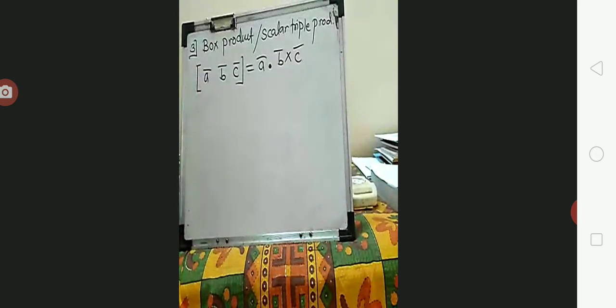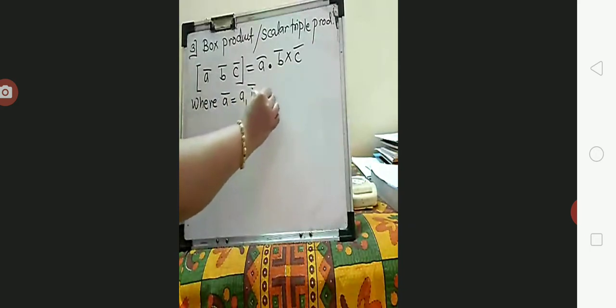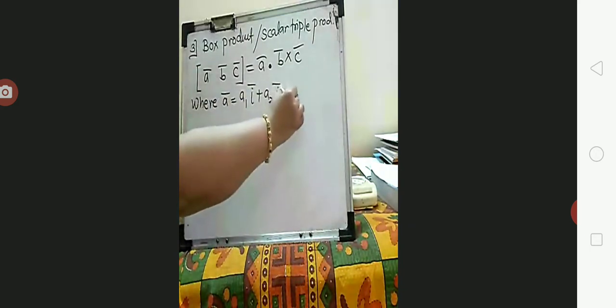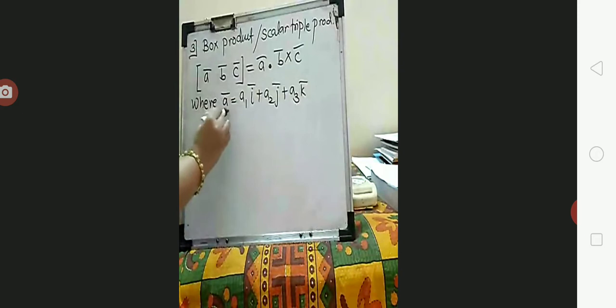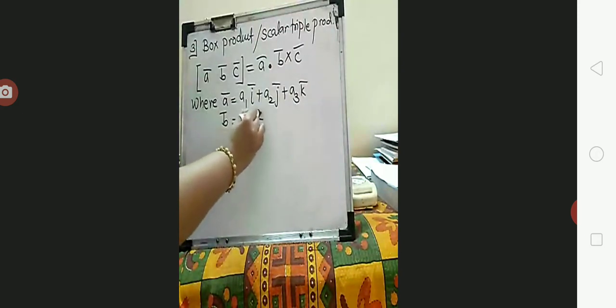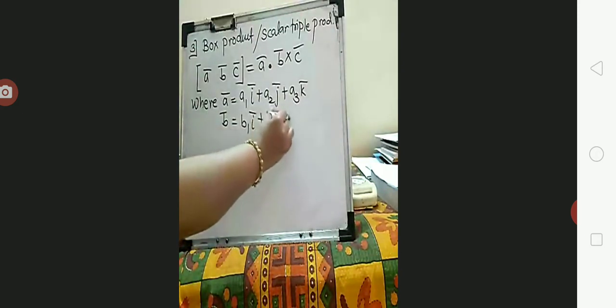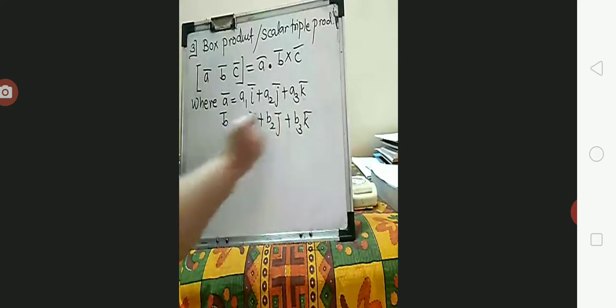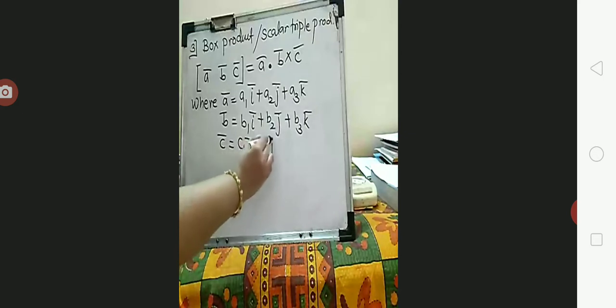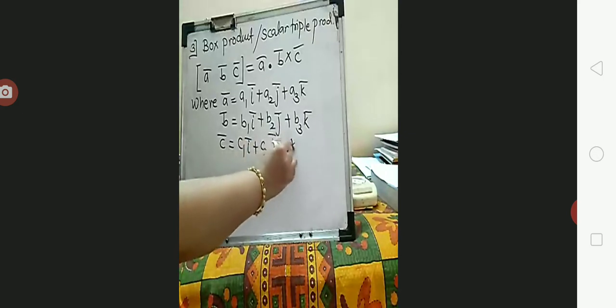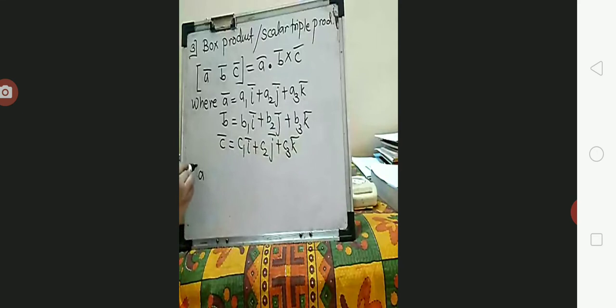And mathematically how do you solve this? Suppose A bar we write as A1 i bar plus A2 j bar plus A3 k bar. For your understanding, B bar can be written as B1 i bar plus B2 j bar plus B3 k bar, and I just take C bar here, C1 i bar plus C2 j bar plus C3 k bar.